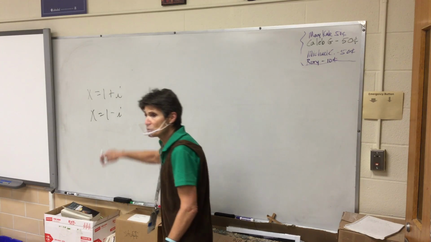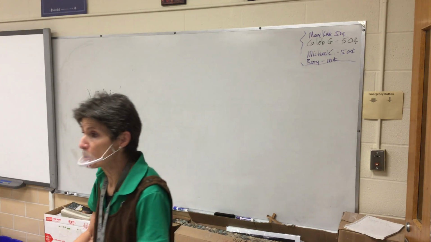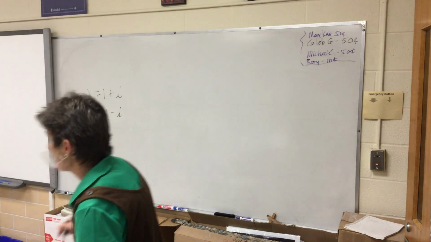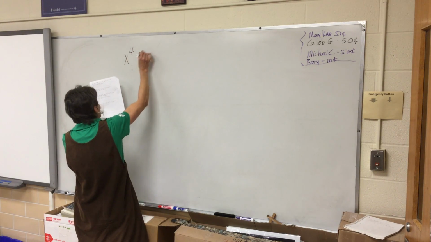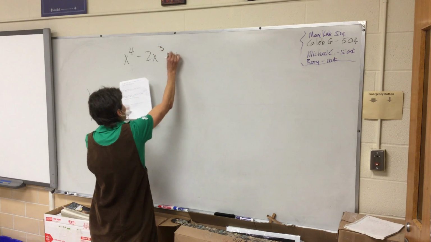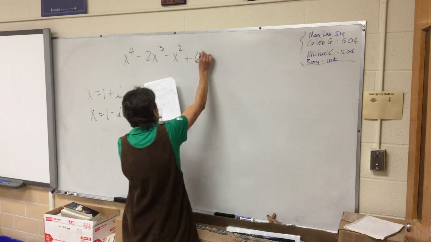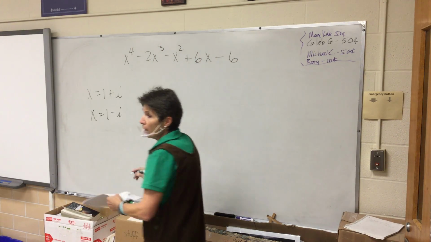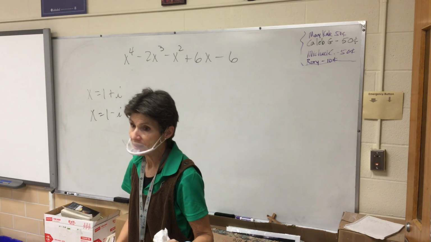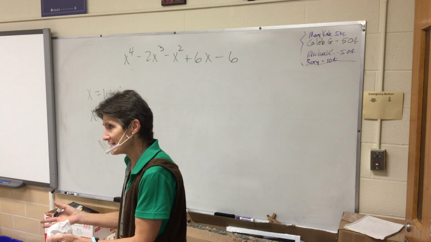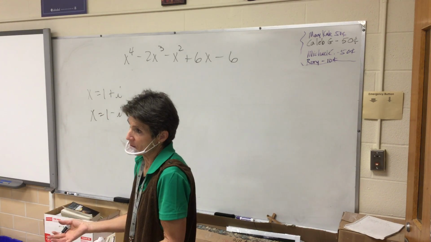Now, these are 2 of the roots. How many roots does this problem have? 4. This guy's got 4 roots. And I've got to figure out what the other 2 are. Now, what did we do in the last problem? We divided, right? Now that division was easy because it was just a number.